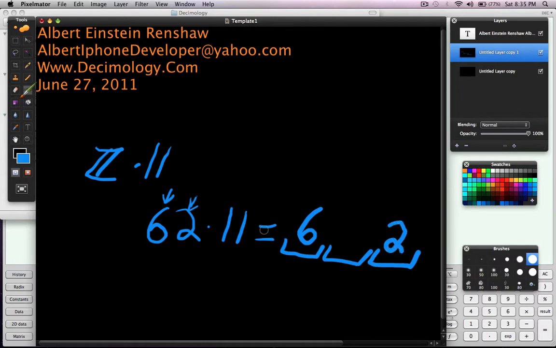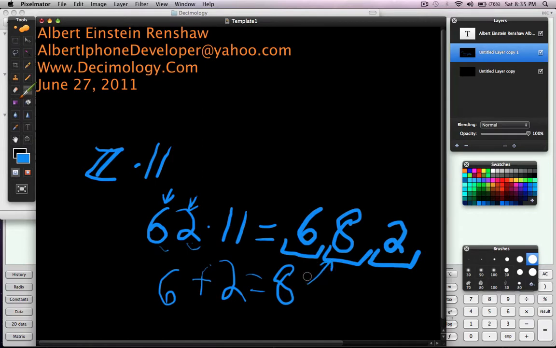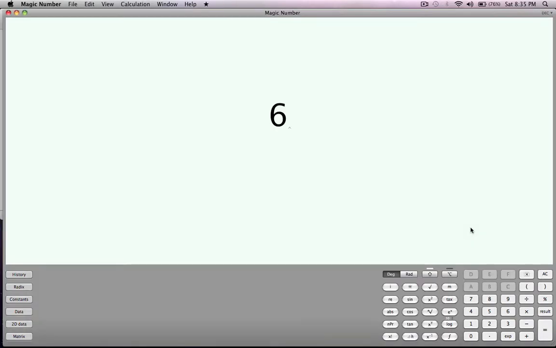To figure out the middle number, it's very simple. You simply take these numbers and add them together. So 6 plus 2 equals 8. Let's stick that right there. 62 times 11 equals 682. See where I got the 8 from. Let's check that on this calculator here. 62 times 11, 682.